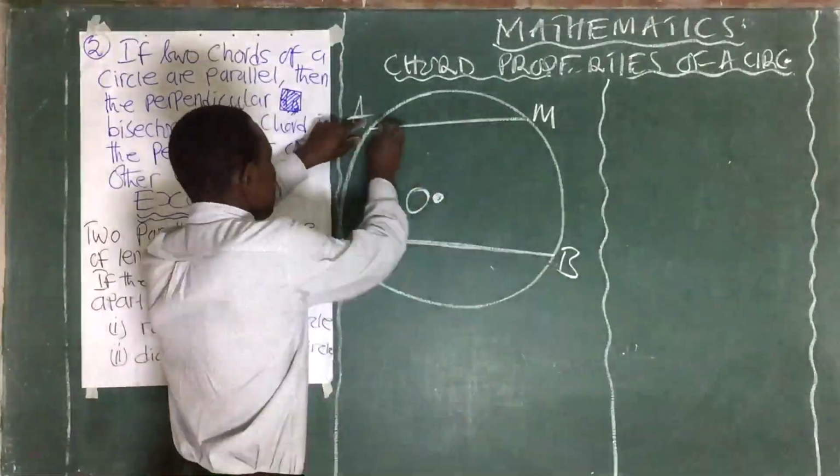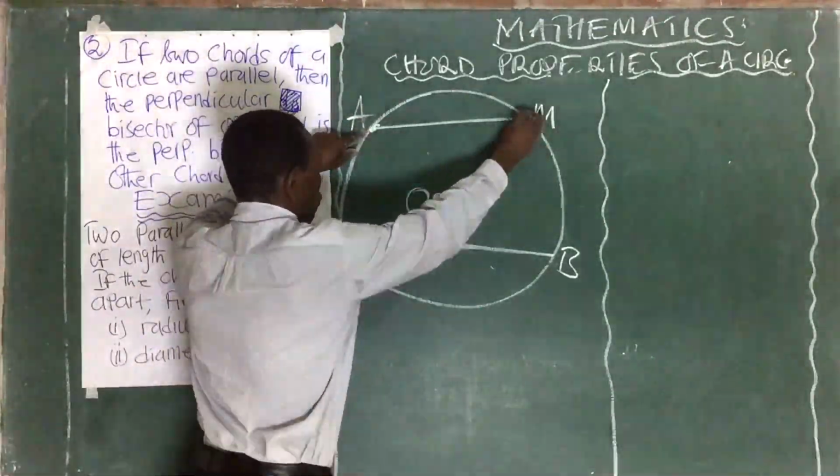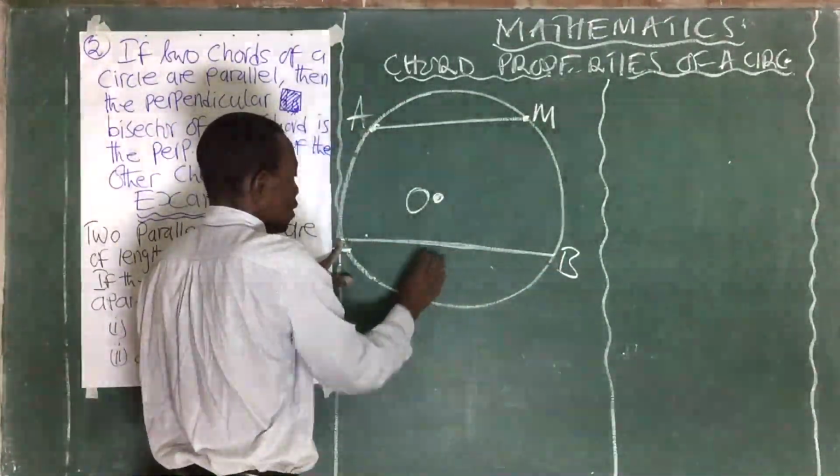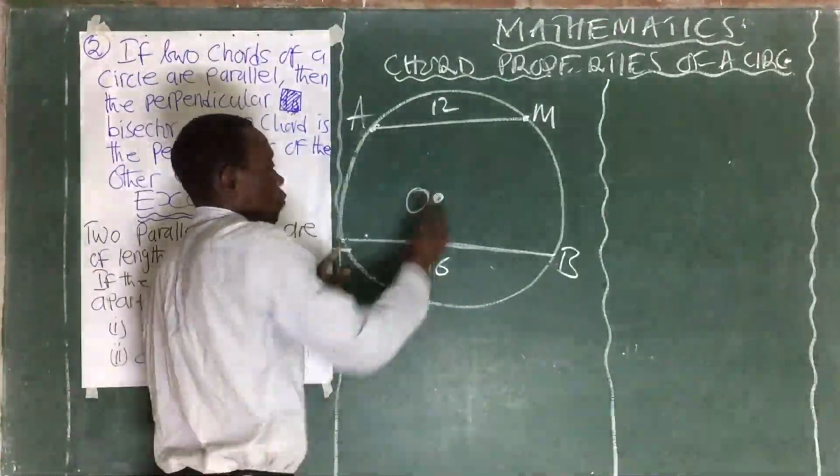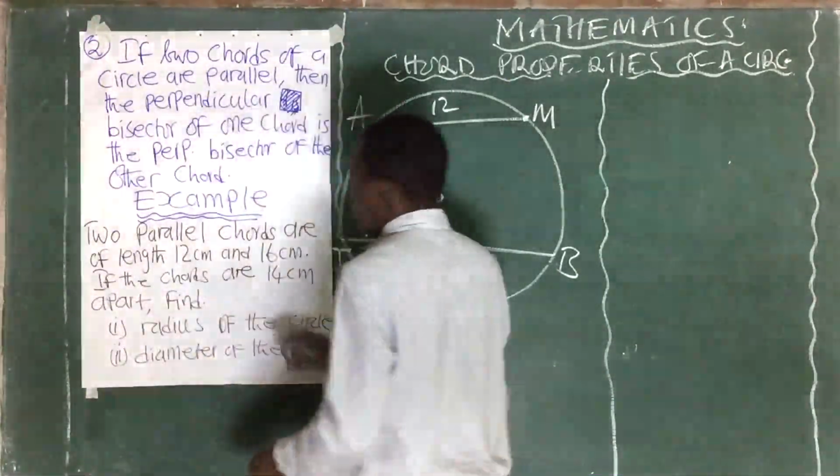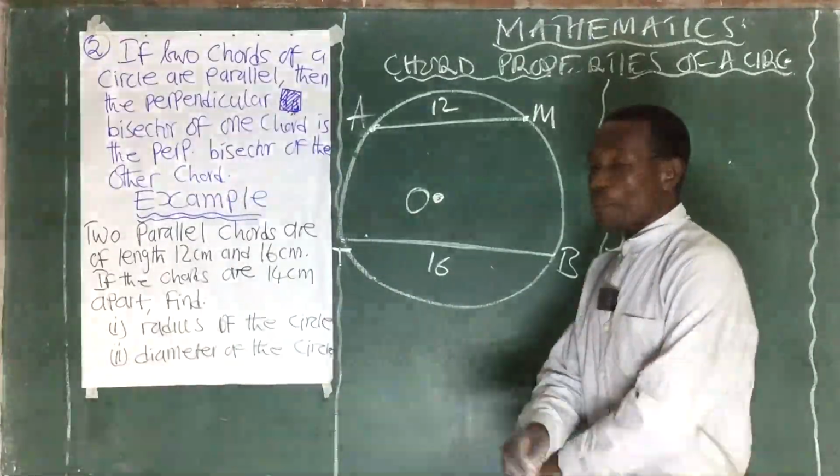Right, so we are told that this one, from here up that is 12. And from here up that, let's regard it as what? 16. This is 12. Right. So they say the chords are 14 centimeters apart.